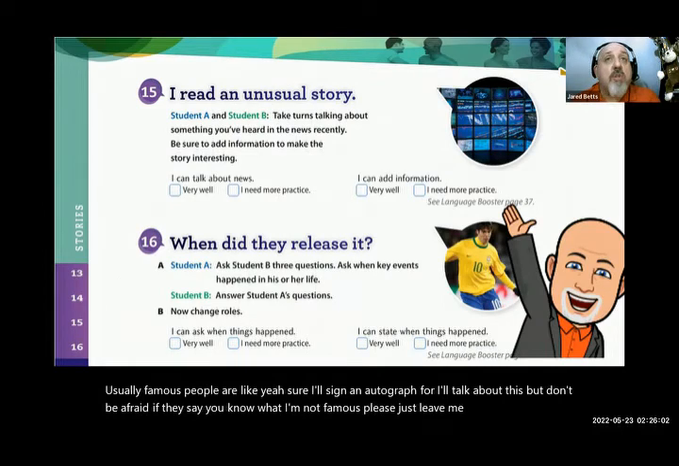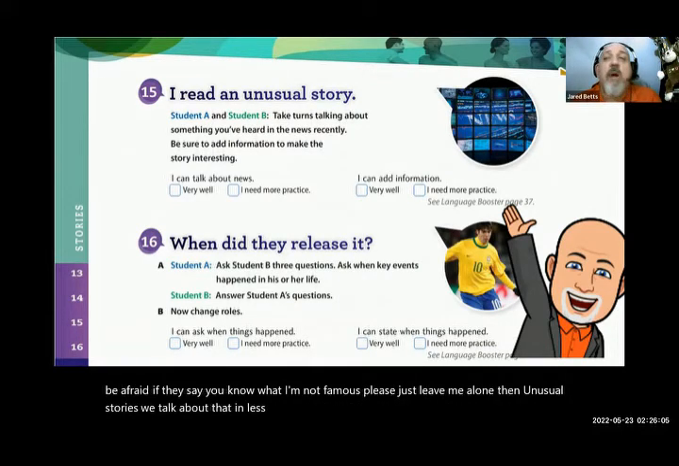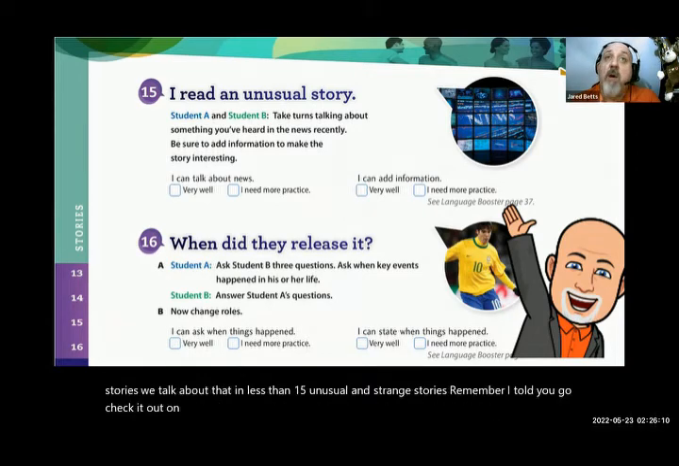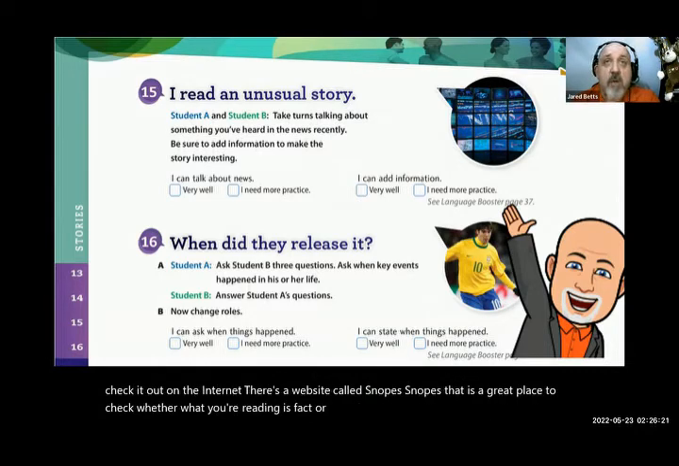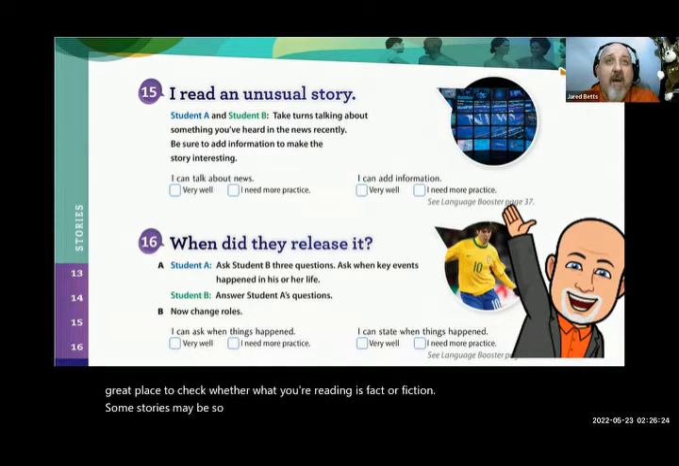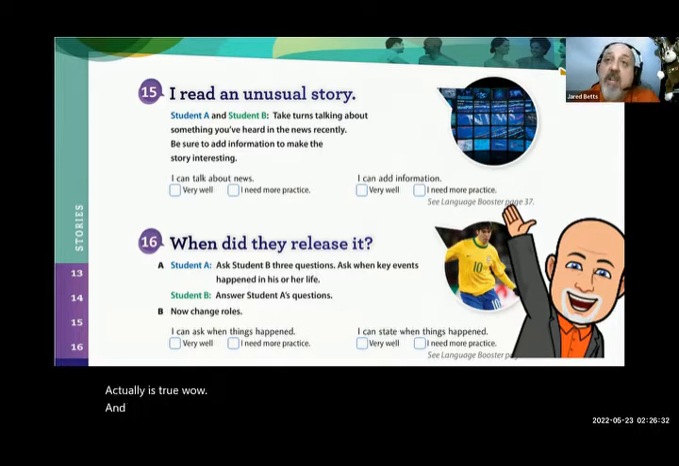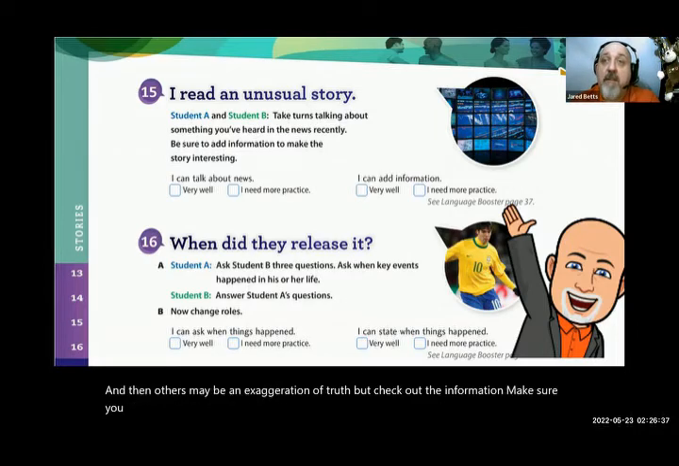Then unusual stories. We talked about that in lesson 15, unusual and strange stories. Remember, I told you, go check it out on the internet. There's a website called Snopes, that is a great place to check whether what you're reading is fact or fiction. Some stories may be so strange, you're like, wow, that can't be true. And then you go look it up and it actually is true. Wow. And then others may be an exaggeration of truth. But check out the information.